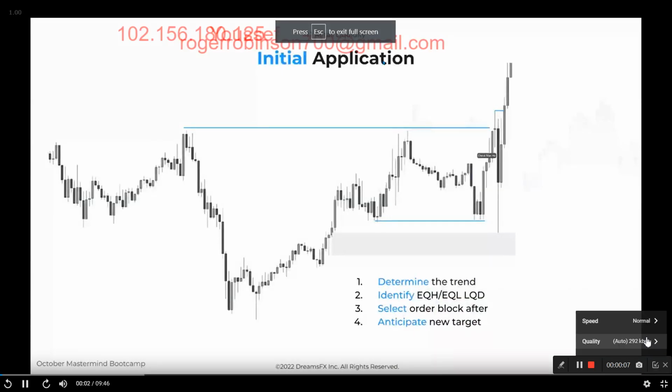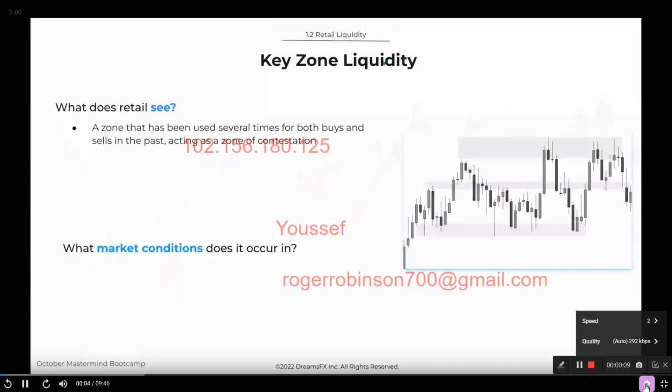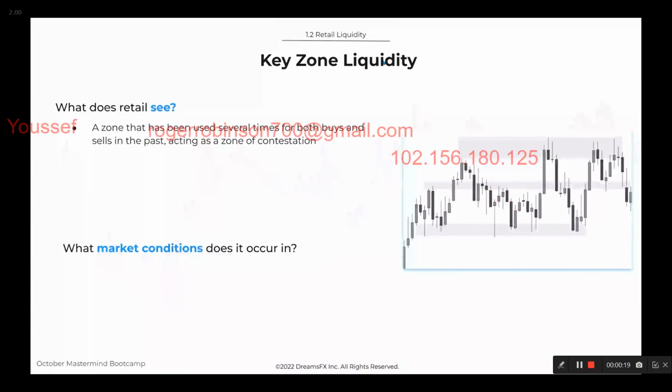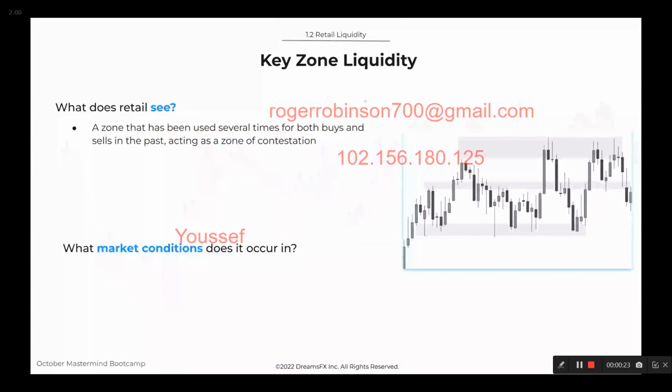All right. The next type of liquidity is key zone liquidity. Like I said before, we have traders like myself way back when who traded from zone to zone. So this is called key zone liquidity. In this instance, what do retail traders see when they're identifying key zone liquidity? Key zone traders are viewing a zone that has been used several times for both buys and sells in the past, and it acts as a zone of contestation.